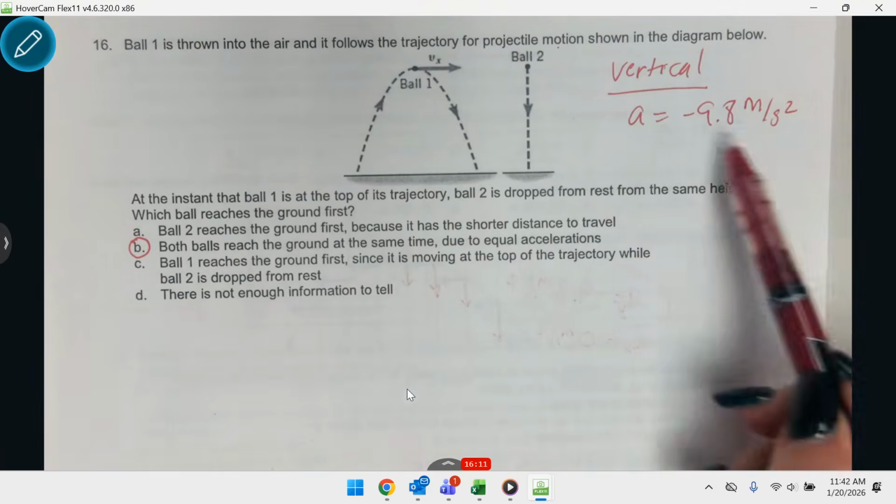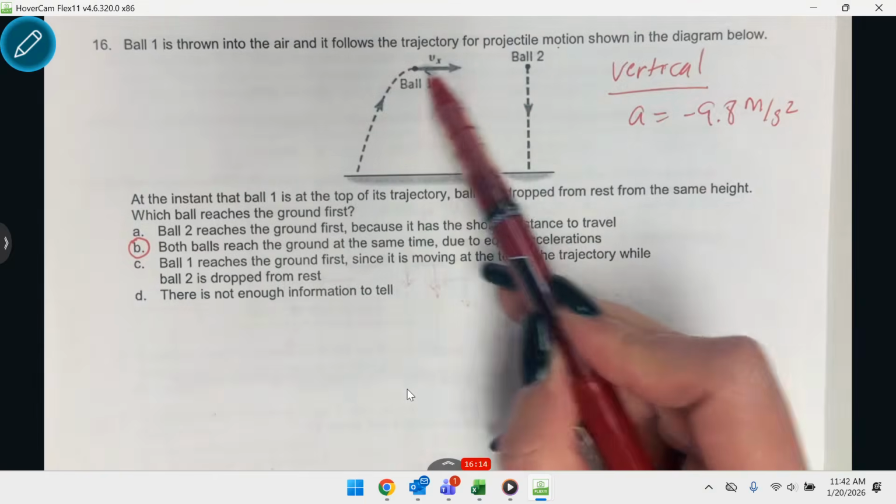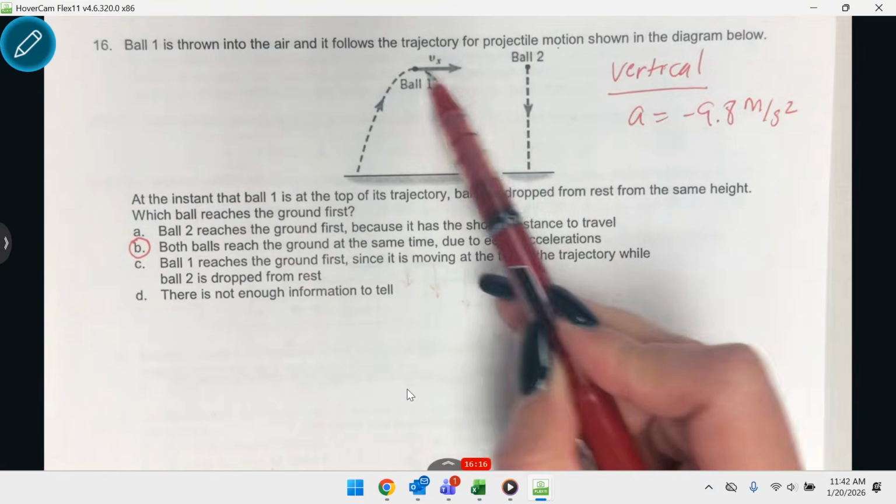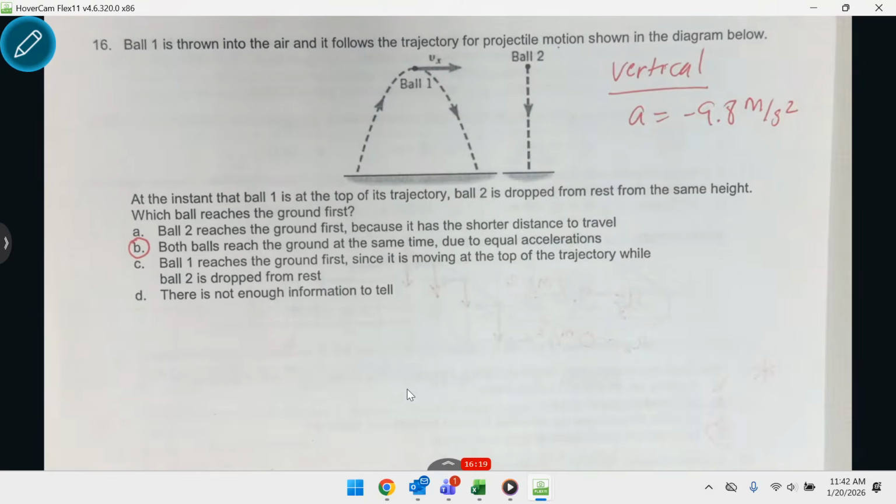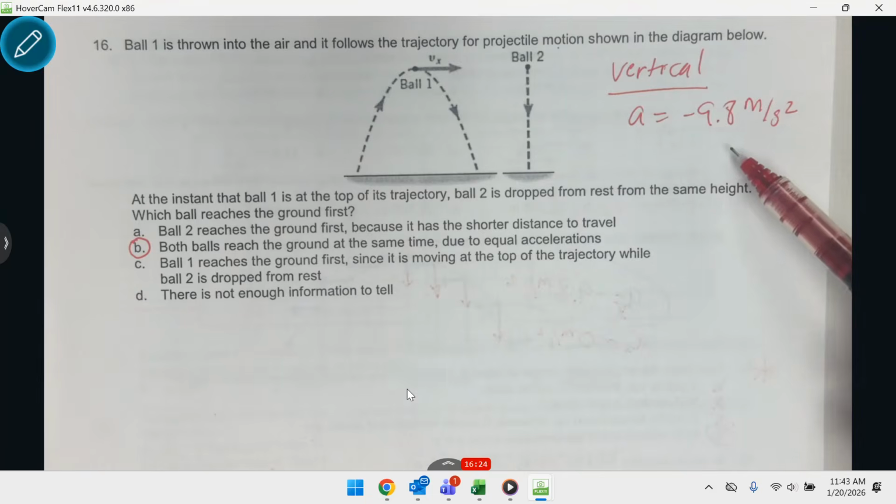Vertically, again, this is what we're going to see. These both have a vertical velocity of 0 at this point, and so if they're both starting with a vertical velocity of 0, then after 1 second, both of them will be moving negative 9.8 meters per second downward, and after 2 seconds, they'll be moving negative 19.6 meters per second downward, and so on and so forth. They will have the same velocities after each second, which means they're also traveling the same vertical distances each second. Last one, not enough information to tell. Obviously, that is incorrect. So the answer to number 16 should be B.